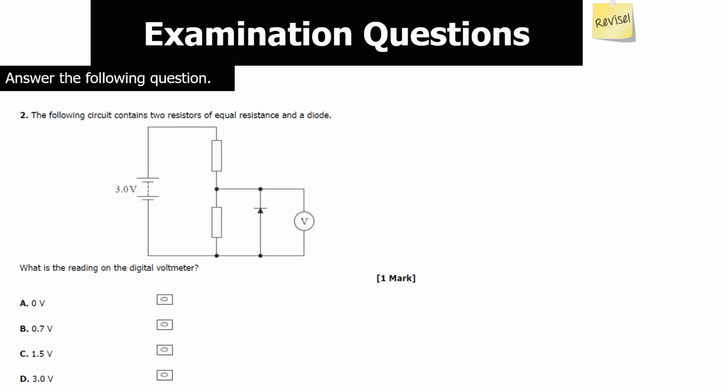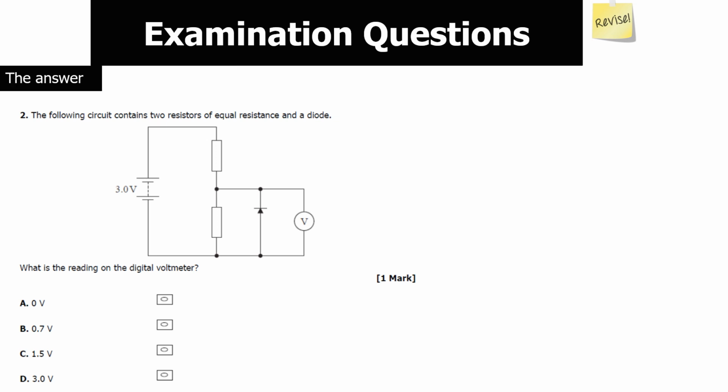The next question says, the following circuit contains two resistors of equal resistance and a diode. What is the reading on the digital voltmeter? So pause the video now, then unpause the video when you want to go through your answers. Right, so how do you answer this particular question?